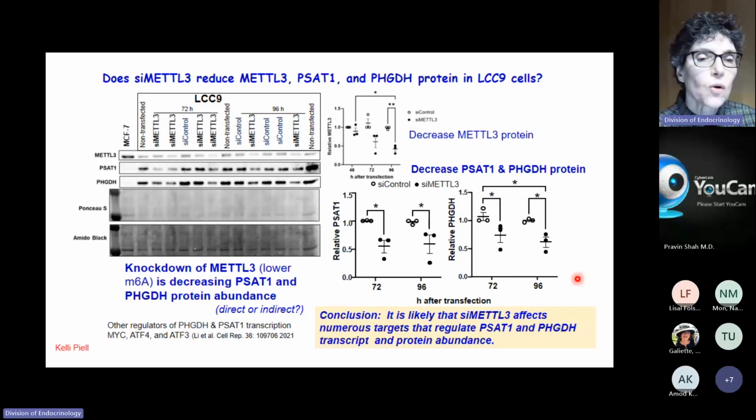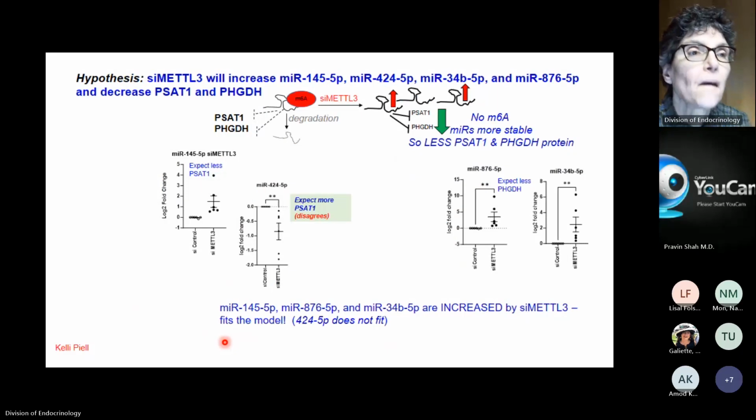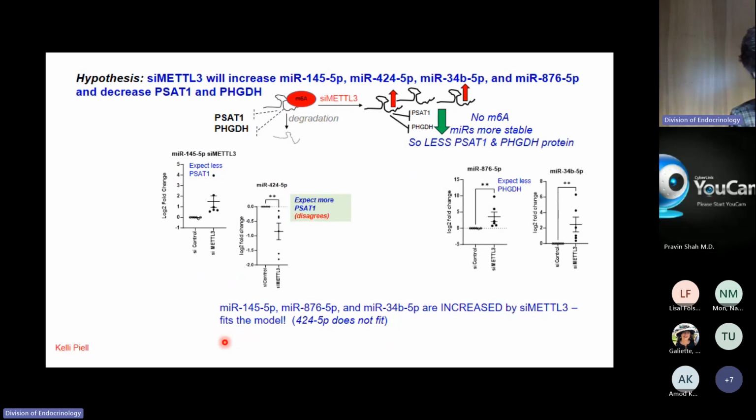But again, we don't know if this is direct or indirect, because it's likely that Si-METTL3 affects numerous targets that can regulate PSAT1 and PHGDH transcript and protein abundance. So, for example, some other regulators of PHGDH and PSAT1 transcription are MYC, ATF4, and ATF3. But we had the story of microRNAs regulating PSAT1 and PHGDH expression.